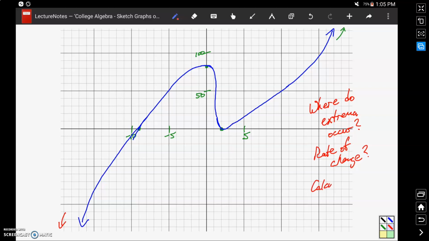But if you make your way to calculus, you'll pick back up with this idea of curve sketching, revisiting this topic and adding in some of these additional missing pieces, identifying all extrema and understanding the rate of change at different values for x.